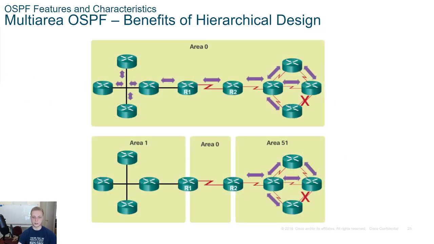So as you'll see here, at the top, area 0 is the whole thing. It's a single area OSPF design. You have a link go down here on the right, and then it has to send an update to everybody. And this one at the bottom here, you'll see it's all split up, so only routers in area 51 have to actually get a message.